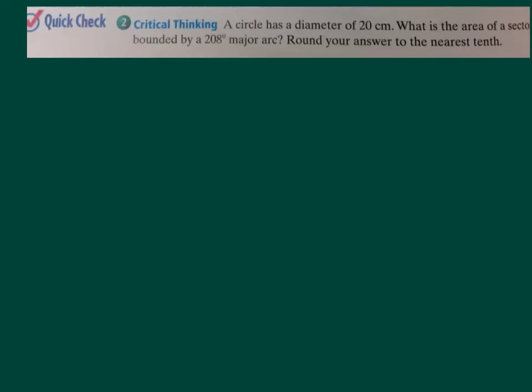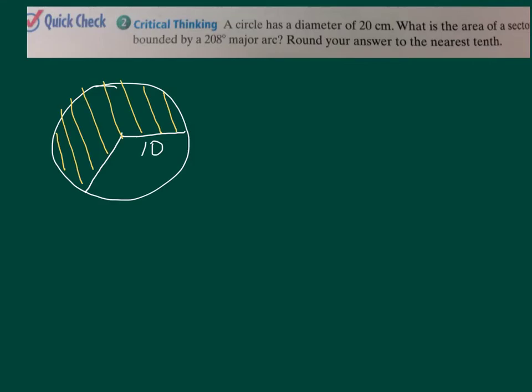It says a circle has diameter 20. What's the area of the sector bounded by a 208-degree major arc? Round your answer to the nearest tenth. Please pause the video while you try to figure this out. Okay, here I have a circle of radius 10. It says the diameter is 20, so the radius is 10.